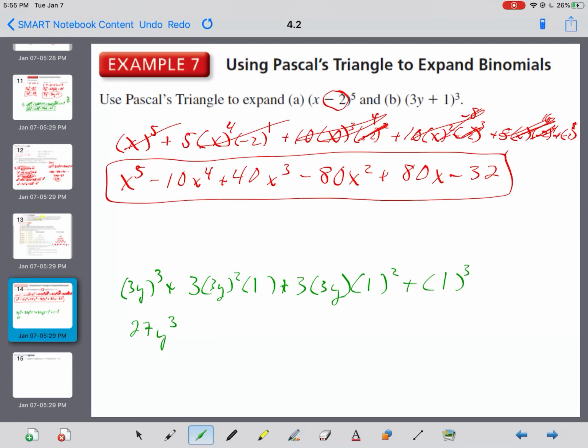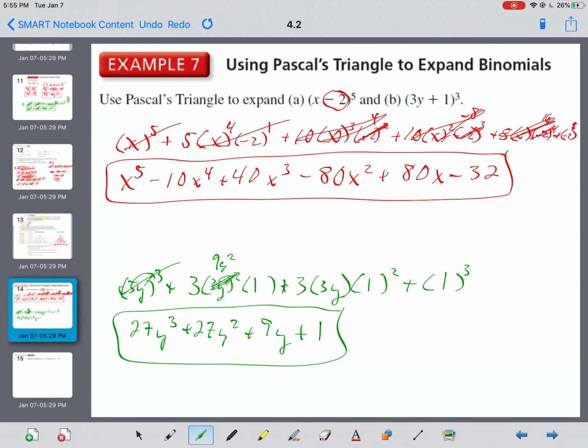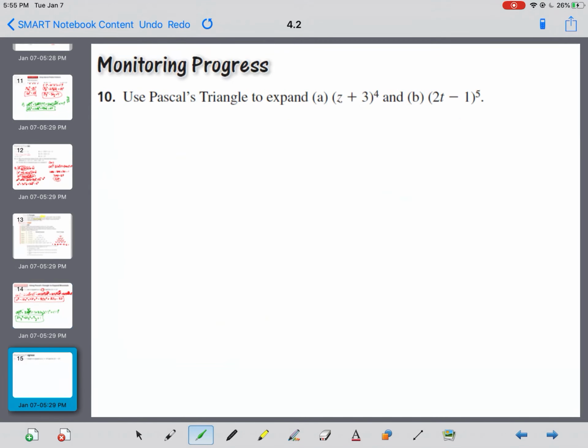So that's 27y cubed. It goes to the 3 and the y. Did that one. It goes to the 3 and the y, so that becomes 9y squared. 9 times 3 is 27y squared. Don't have to worry about times 1. 3 times 3 is 9y, because 1 squared is 1, and 1 cubed is 1. Goes just like that. Last couple for you to try.